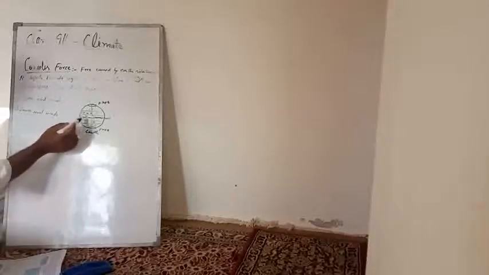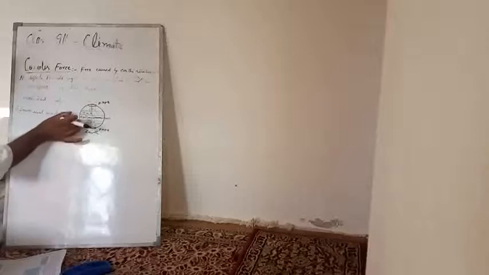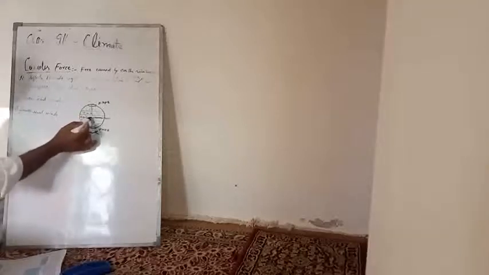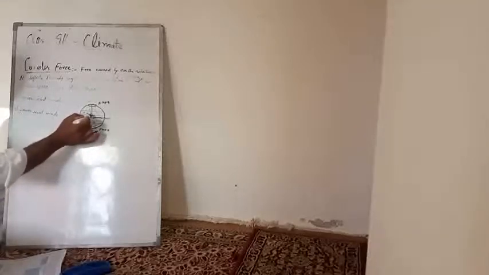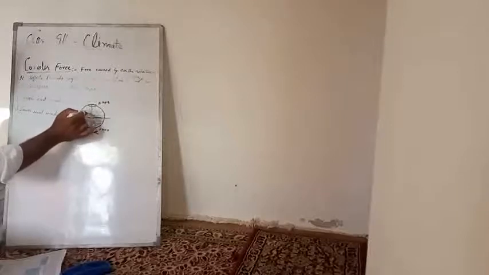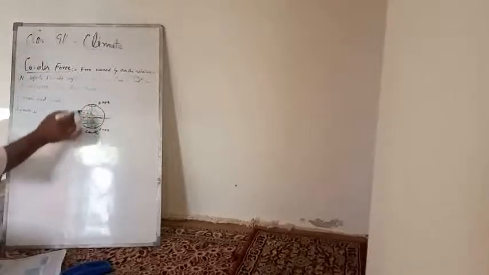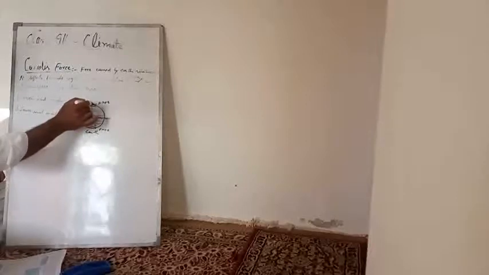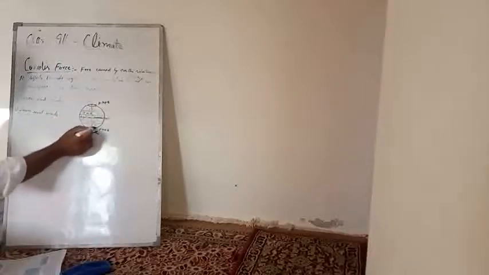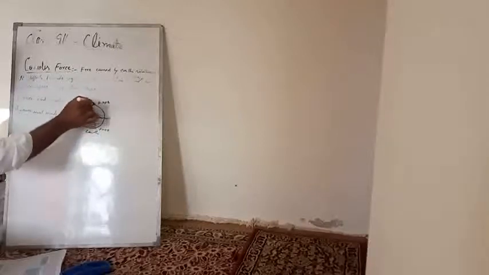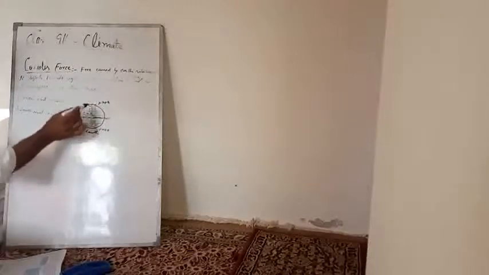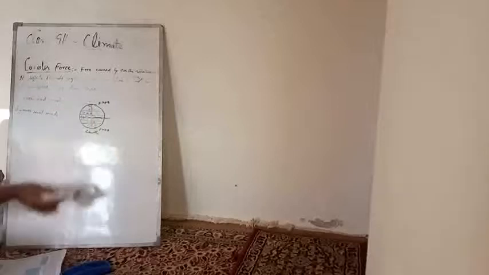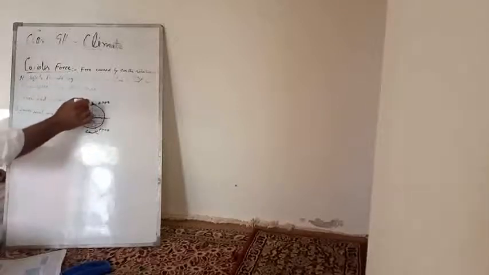Now first try to understand the pressure belts. At the equator, there is the low pressure belt. Just above the equator, there is the high pressure belt. Then there is the polar high pressure belt. This is the polar high pressure, north and south. At the poles the temperature is very low, so the pressure will be high.